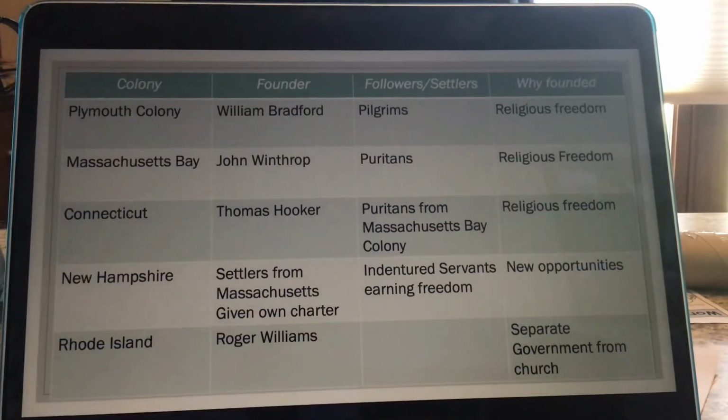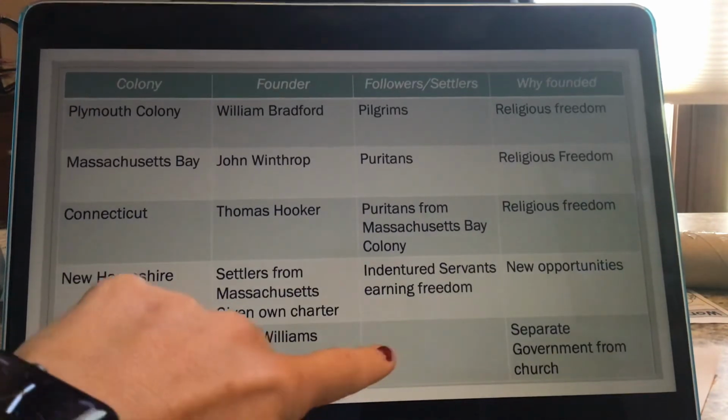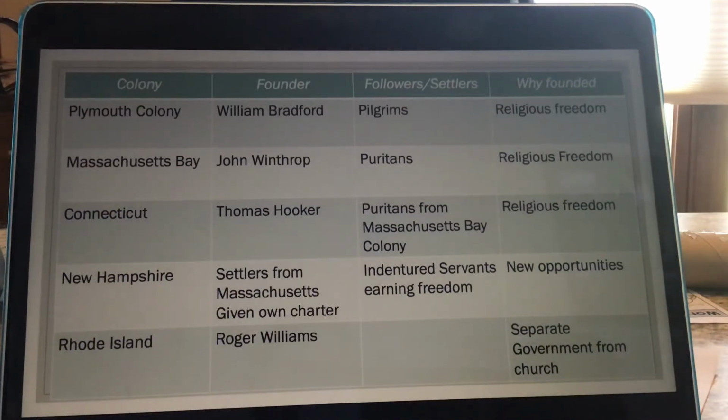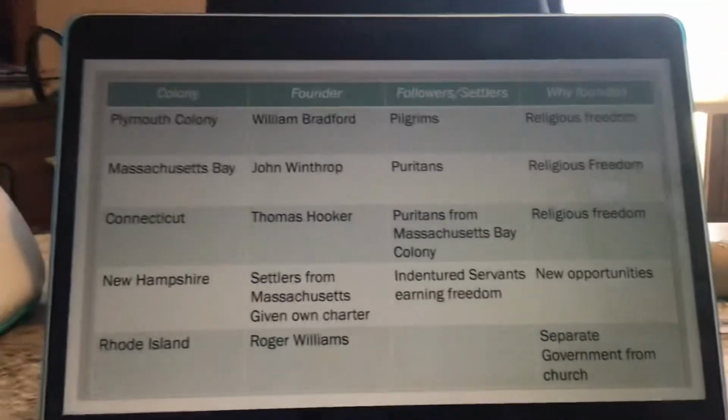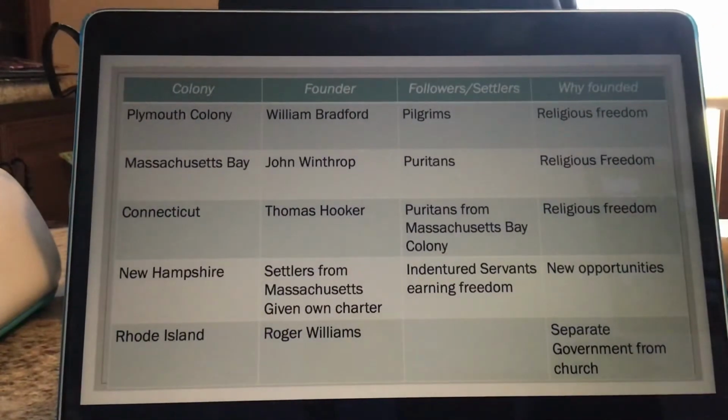Those are things that are in our Constitution and that we're given as Americans. Okay, this I left blank because they don't really talk about specific followers or settlers. But I'm sure a lot of these people might have migrated down with Roger Williams because they felt the same way he did.